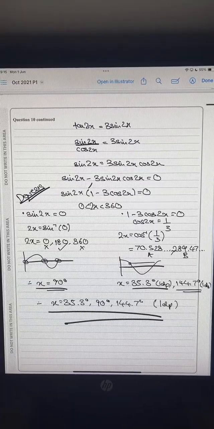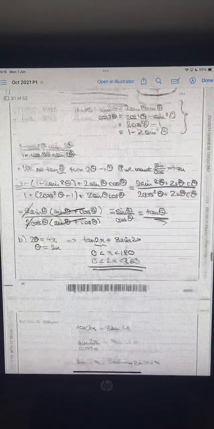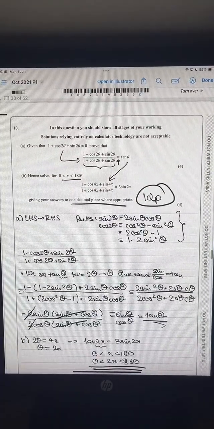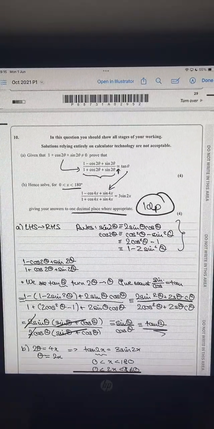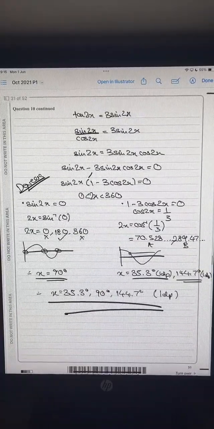And that is another 4 marks secured in this exam for solving. Just check you've done the question correctly, checking one decimal place where appropriate, and your range is fine. And if we're all good, that is all you have to do there.